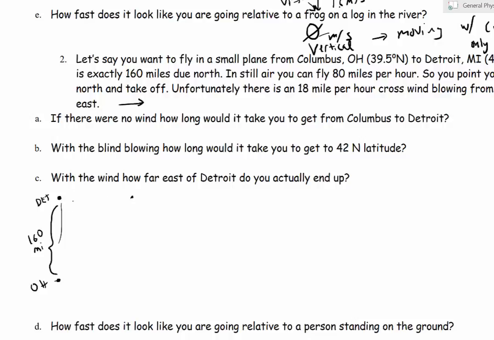Okay, so we've got latitude, longitude. We've got a grid system here. I'm going to land somewhere over here, and that's what we're going to try to figure out, what that distance is going to be. So I'll put on here delta x. All right. So what I need to do, if there's no wind blowing, how long would it take you to get from Columbus to Detroit? So with no wind blowing, I'm going to break up my problem again into x and y direction.